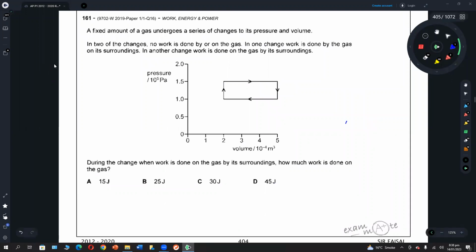A fixed amount of a gas undergoes a series of changes to its pressure and volume. In two of the changes, no work is done by or on the gas. In one change, work is done by the gas on its surrounding. In another change, work is done on the gas by its surrounding. During the change, when work is done on the gas by its surrounding, how much work is done on the gas? I recall the formula for everyone. Delta W is equal to P delta V. Ye formula.